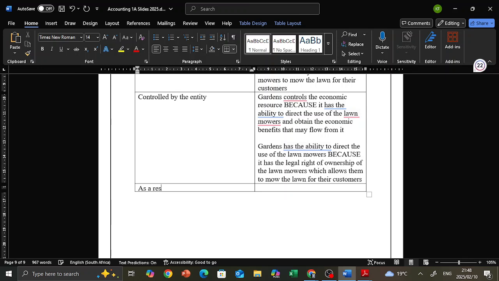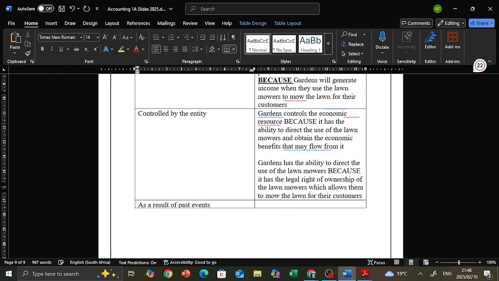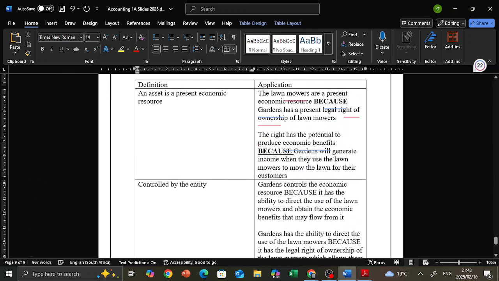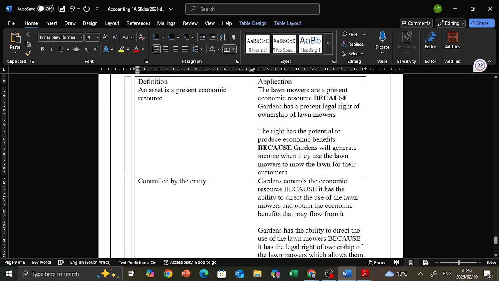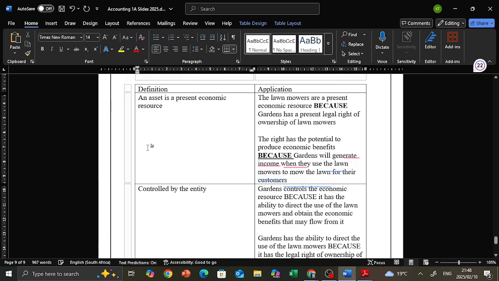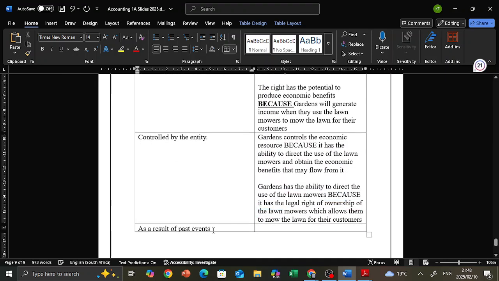As a result of past events. Please, guys, for the asset application, draw a table like this and make sure you have 3 different columns. You must ensure that these are the key points of your columns. You must write: an asset is a present economic resource. Done. Don't say present economic resource controlled, just present economic resource. Then controlled by the entity, another point. As a result of past events, last point.